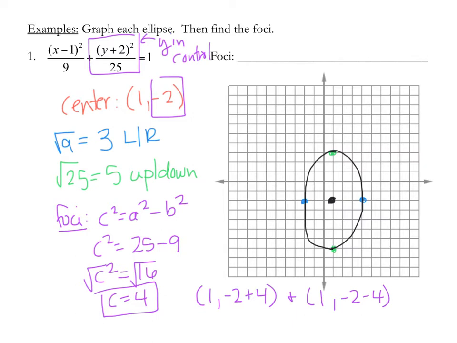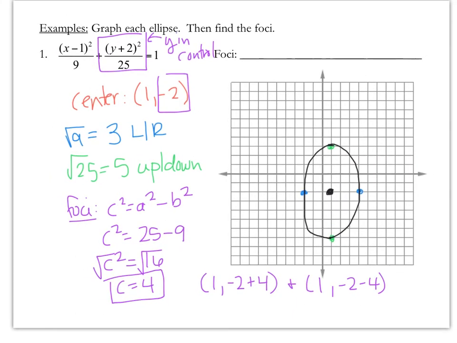Since it's a whole number, we will work the math out here. This is going to be 1, 2, and the other point will be 1, -6. So those are the foci, 1, 2, and 1, -6. And if I graph those, over 1 up 2, over 1 down -6, those end up inside of the ellipse on the vertical axis, same distance from the center, same distance from the foci. So that's how you can check to make sure that they are correct.